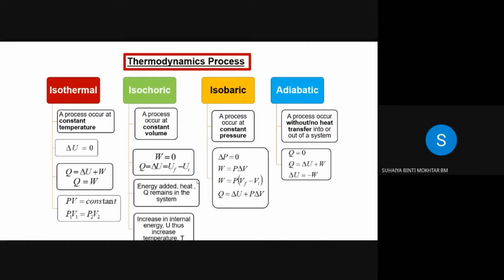Then isobaric. Constant pressure, so delta P equals 0. So W equals P delta V. So all the values are available here. So Q equals delta U plus W, where W equals P delta V. Okay, isobaric expansion. What does that mean? Volume increases, right?